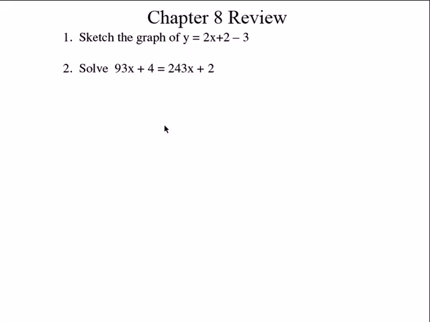All right, here we are, chapter 8. What we're going to do is go question by question, starting with number 1, okay? Whatever I don't finish in here, I'll attempt to finish in the next class, okay? So I'll put the same review for both classes, and you just go to your class.